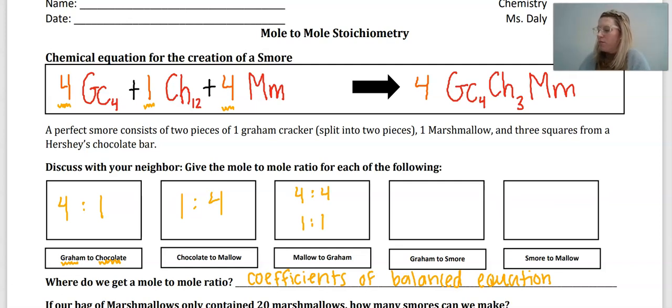Okay, graham crackers to s'mores. Again, this is 4-to-4 or 1-to-1. And then for s'mores to marshmallows, again, 4-to-4 or 1-to-1. Okay, and again, what this says is that for every 1 marshmallow, I can create one s'more, or for every 1 graham cracker, I can create 1 s'more, or for every 1 marshmallow, I'll need 1 graham cracker, okay? So this is telling us about our relative amounts of everything that we need in order to create this s'more.